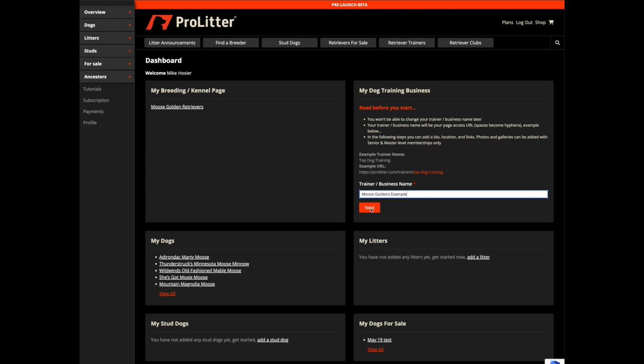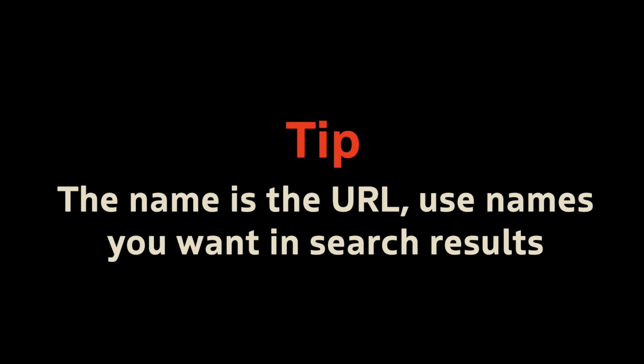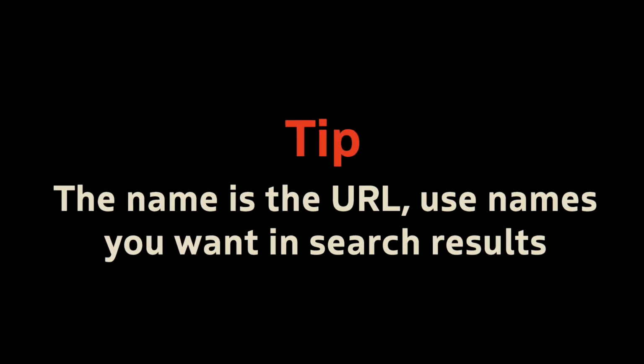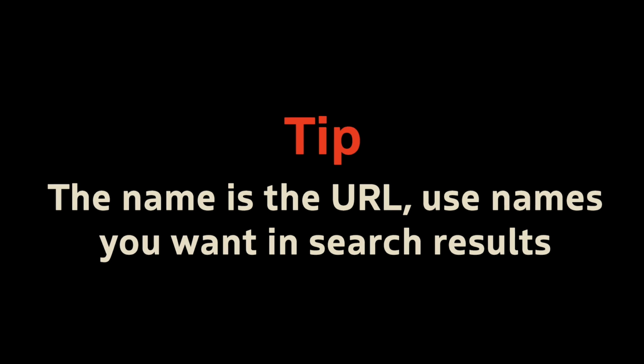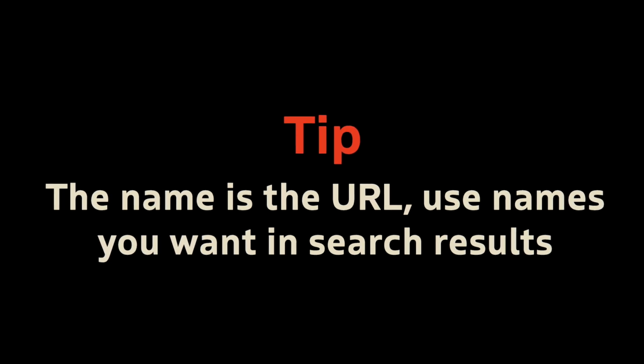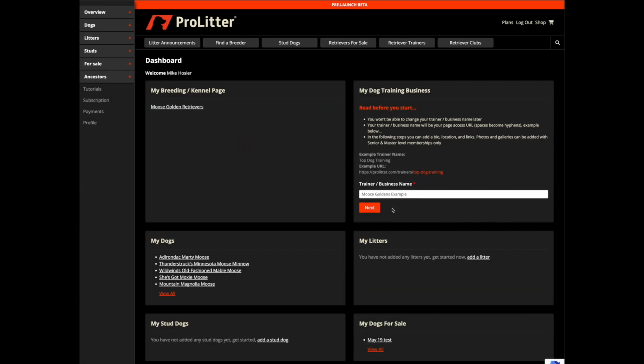So one thing I'm going to note here is pay attention to these notes. One of the great things about ProLitter is that it uses what's called clean URLs. So when you create your business name, you're actually creating a URL. So this is very important to know that you should use things that make sense. You should use your actual business name or your first and last name, something that you want people to be able to find you as in search engines. So for now, I'm just going to go ahead and hit next.